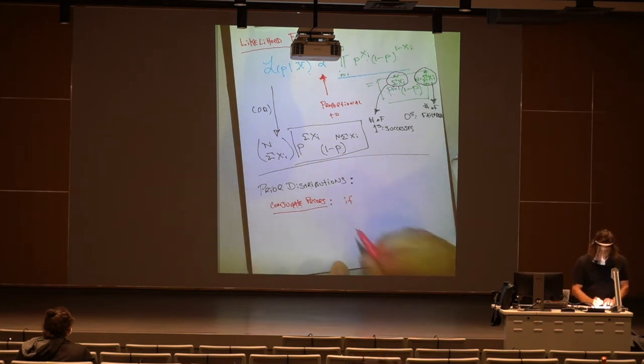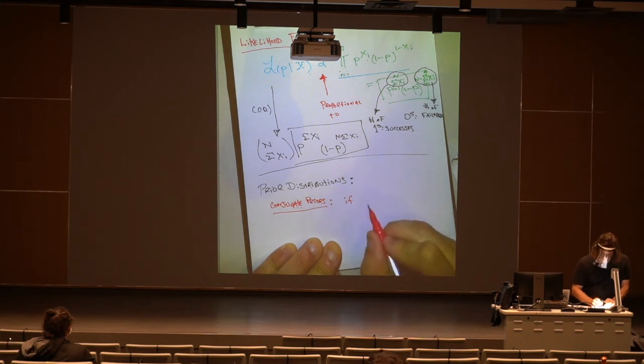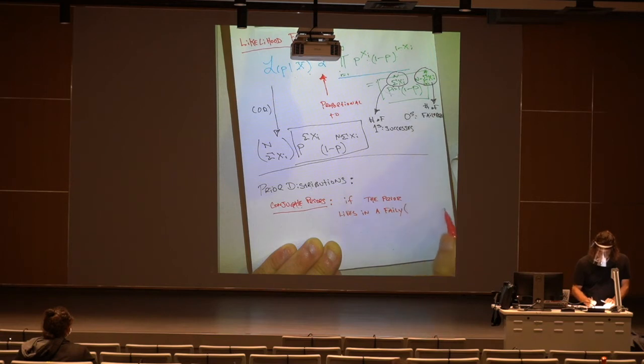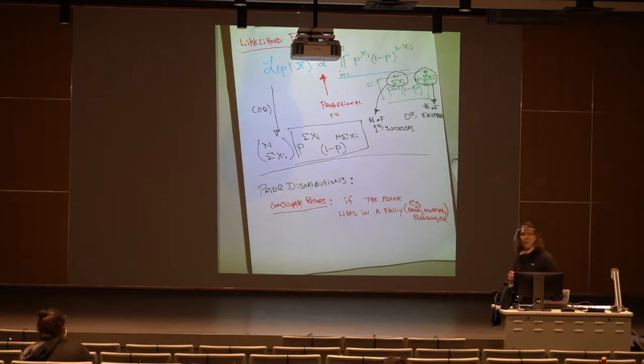If the prior lives in a family, I'll give you some examples, e.g. beta, normal, Poisson, etc. So what I don't mean is the exponential family.